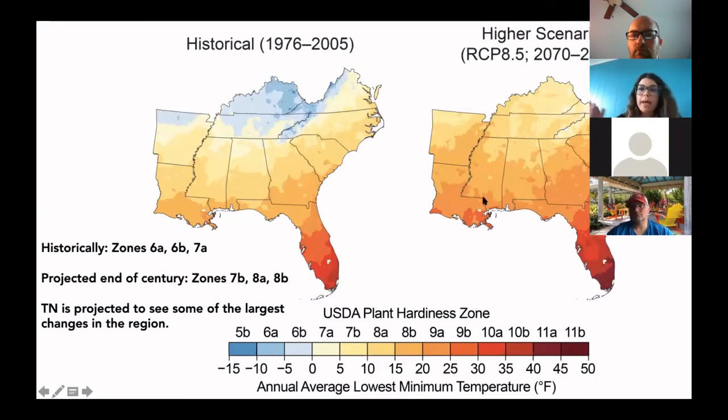They point out that our growth zone is expected to change. Historically, we are in zone 6A, 7B, and 7A. Projected by the end of the century, we're expected to be in zone 7A, 7B, 8A, and 8B. So our plant hardiness zone is projected to change. Tennessee is projected to see some of the largest changes in the region in terms of plant hardiness zone.